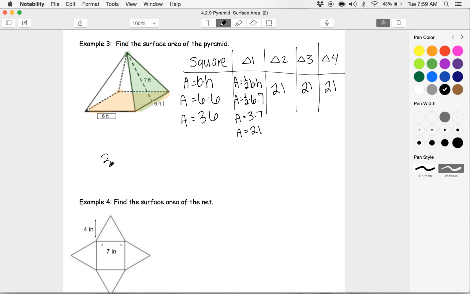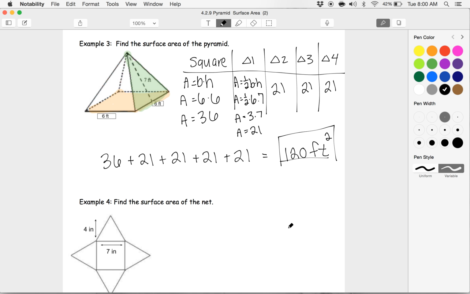Now I add them. 36 plus 21 plus 21 plus 21 plus 21 equals what? Take your calculators. Let's figure it out. If we match, we should all end up with 120. And this is when you think to yourself, is it squared or is it cubed? Well, I'm talking about area, so it's squared. Nice. Okay, another example done.